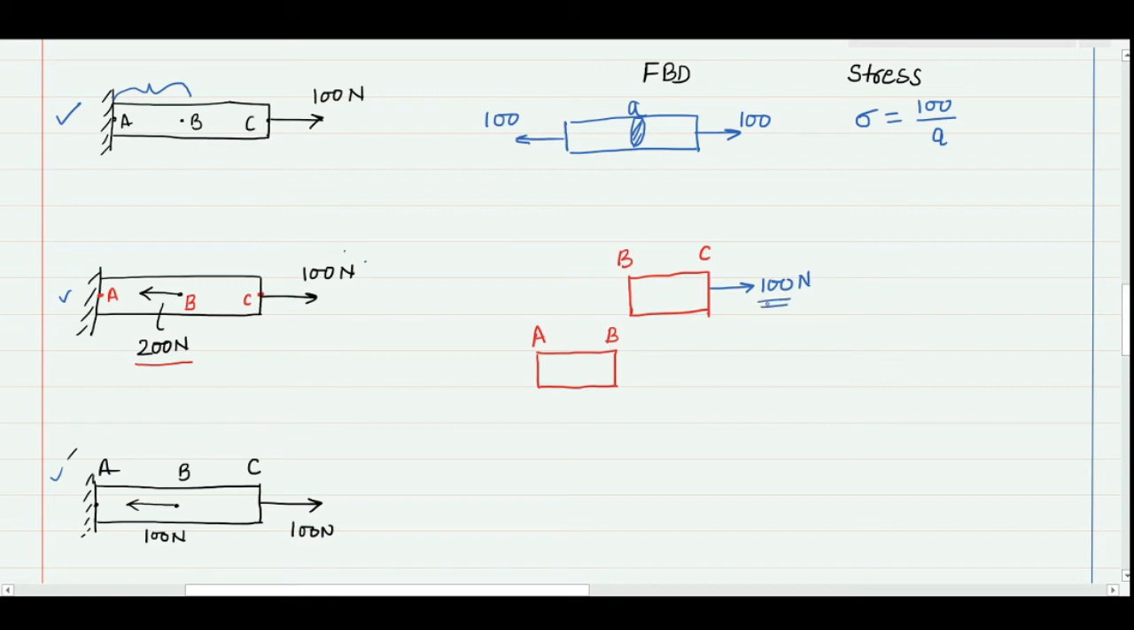After making this known 100 Newton force, we should think that the system is in static equilibrium. That means if the BC portion is in static equilibrium, there will be an equal and opposite force at the other side. So I will put a 100 Newton force here. After putting this, I can say that BC is in static equilibrium. But what about BA? As I have added this 100 Newton force, let's assume that this 100 Newton force is there because of the second section, that is the AB section. So BC will also apply an equal and opposite 100 here.